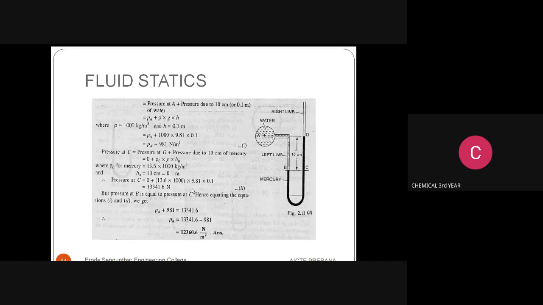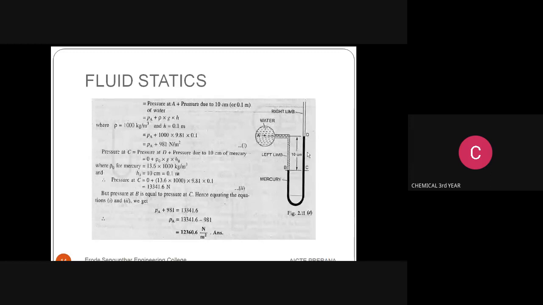Okay. So suppose in the case the pressure of the water in the pipeline is reduced to 9,810 Newton per meter square, what will be the new difference in the level of the mercury? So that is what they have asked. Right. So you can see this figure. This is the right limb. This is the left limb. So right limb is filled with mercury. Left limb is filled with water.